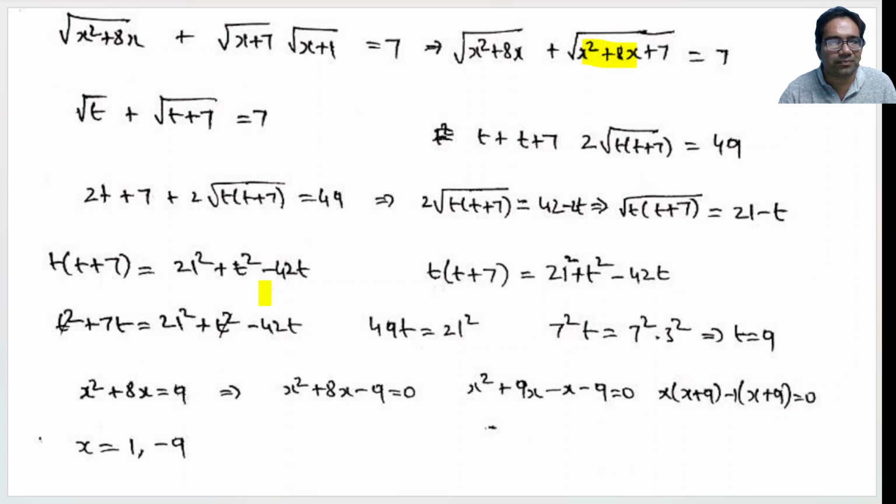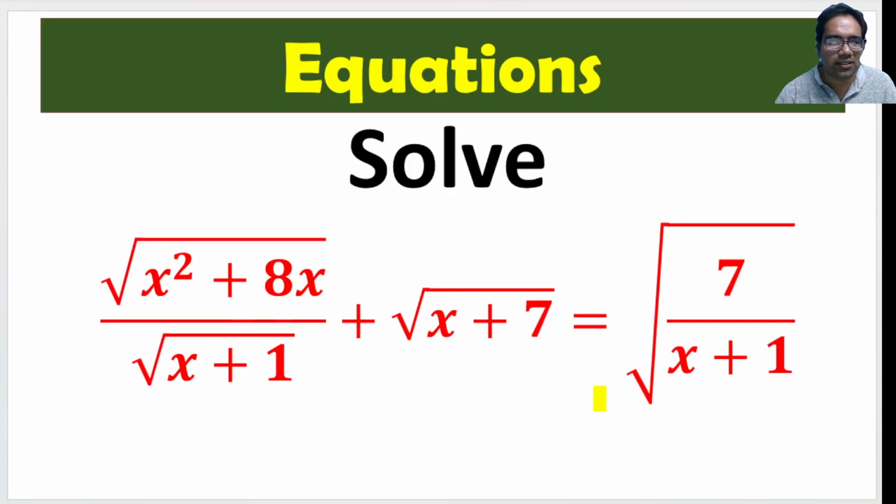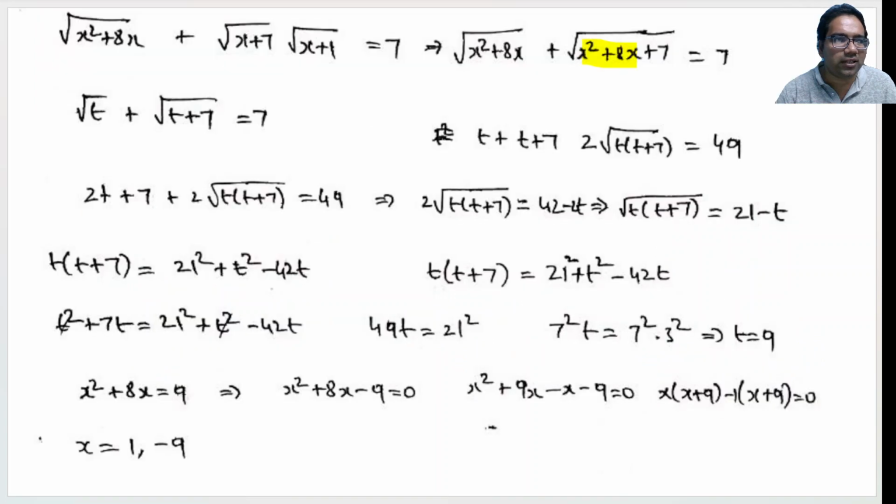But clearly, we cannot take −9. If we take x equals −9, this will be negative, this all will become negative. So we cannot take x equals −9. So x equals 1 is the answer. This we have to ignore.